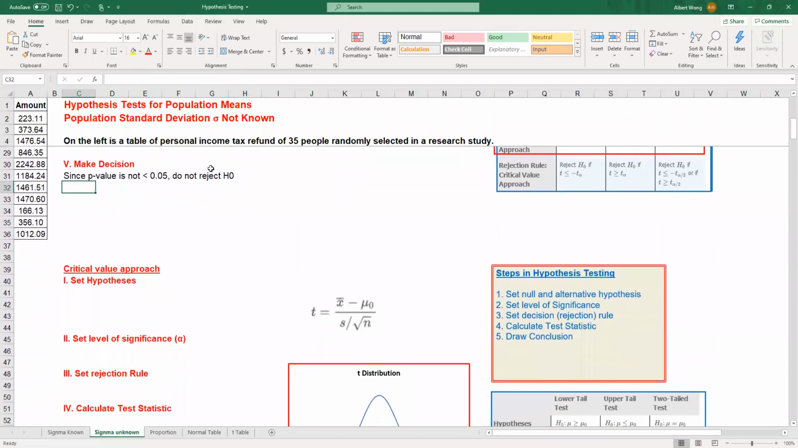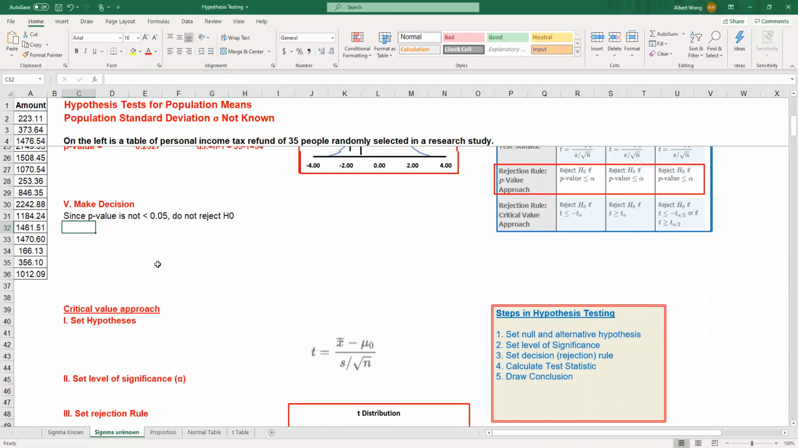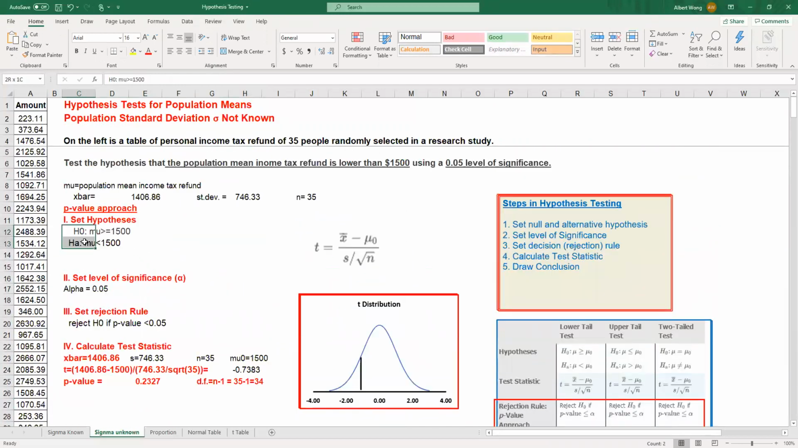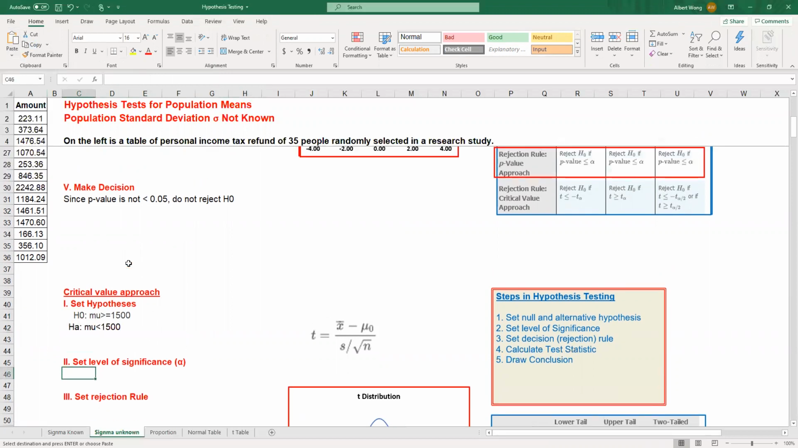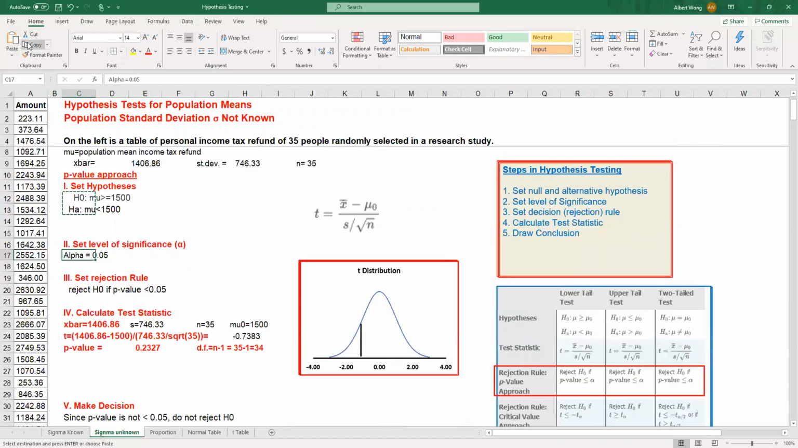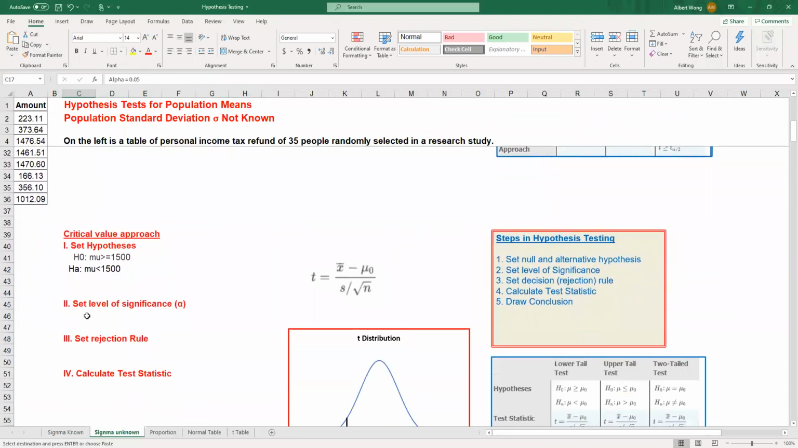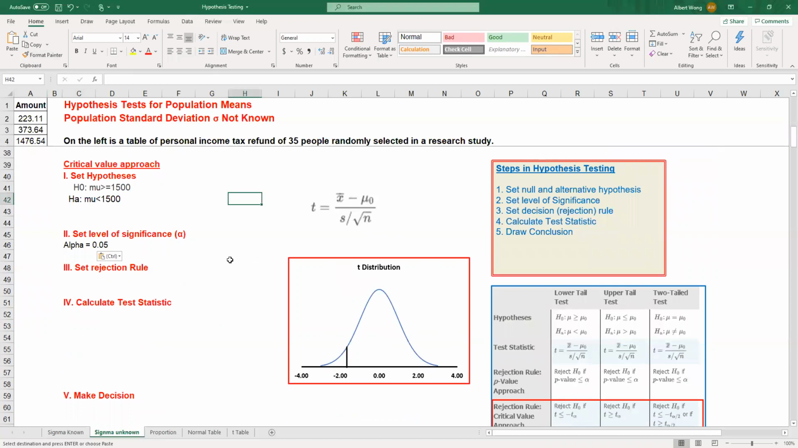Now, if you're going to do the same problem using the critical value approach, since we have done it a few times, you're going to go a little bit faster. If you use the critical value approach, your hypotheses would be exactly the same, and your alpha would be exactly the same. Your decision rule is a little bit different because you're using the critical value. So what we have to do is, from the t-table or from the t-distribution, find a point that corresponds to an area equal to 0.05.